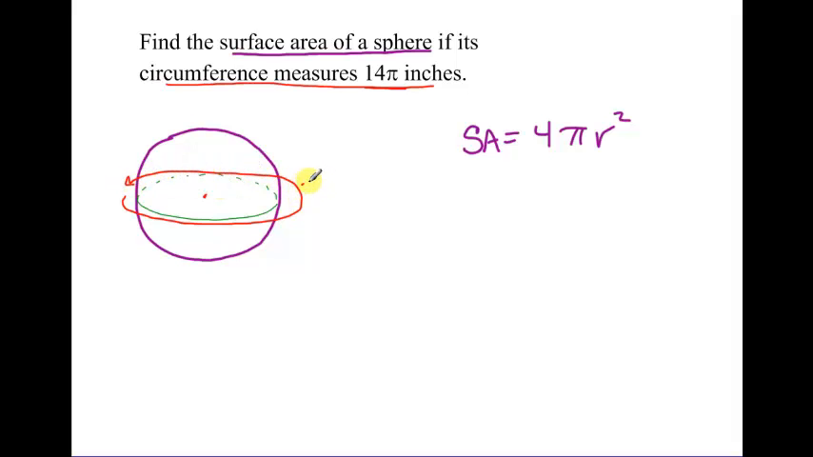The circumference of a great circle is equal to 14 pi inches. That doesn't tell me much. I need the radius, don't I? I need the radius of this sphere. So how could we figure out the radius of the sphere, only knowing that the circumference is 14 pi?